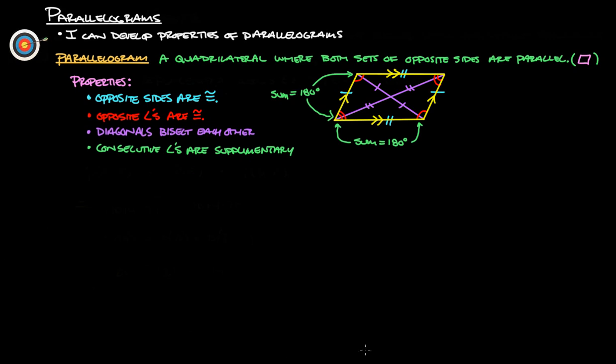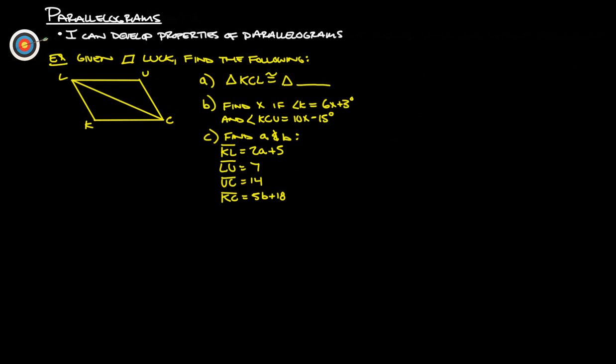Okay, so let's put that to some practice here in an example. All right, so given parallelogram LUCK, find the following. So we've got triangle KCL. Okay, so K to C to L. I'm just going to put a little dot in here because that's kind of the middle of this order here. Is congruent to which triangle? So U is obviously the beginning part up here, and this angle has to be congruent to this angle here. So it's going to have to go ULC. Okay, so those are the two congruent triangles.